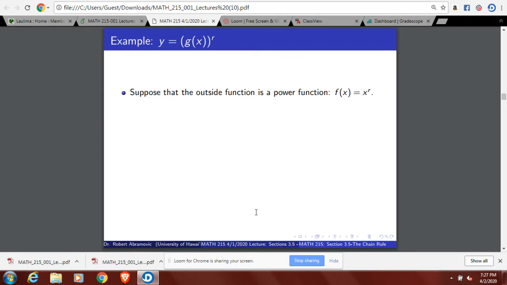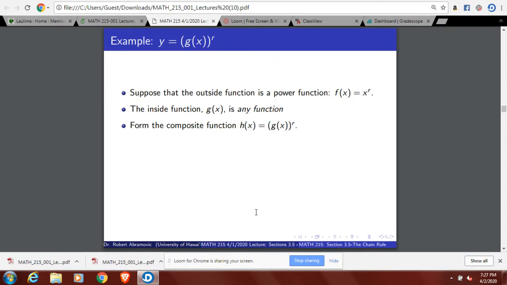Here's an example. Let's say our inside function is just any generic function, but the outside function is a power function, x raised to the r. From a composite function, g of x to the r power. And recall the power rule says the derivative of the outside function is r times x to the r minus 1. I have an animation on YouTube actually showing this. R comes down, and then you replace the exponent with r minus 1.